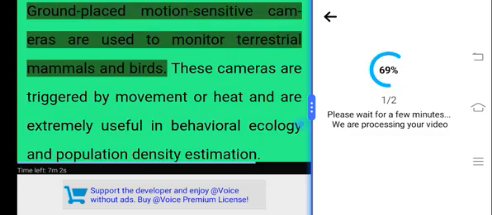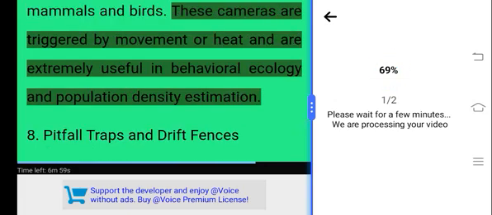7. Camera traps. Ground-placed motion-sensitive cameras are used to monitor terrestrial mammals and birds. These cameras are triggered by movement or heat and are extremely useful in behavioral ecology and population density estimation.